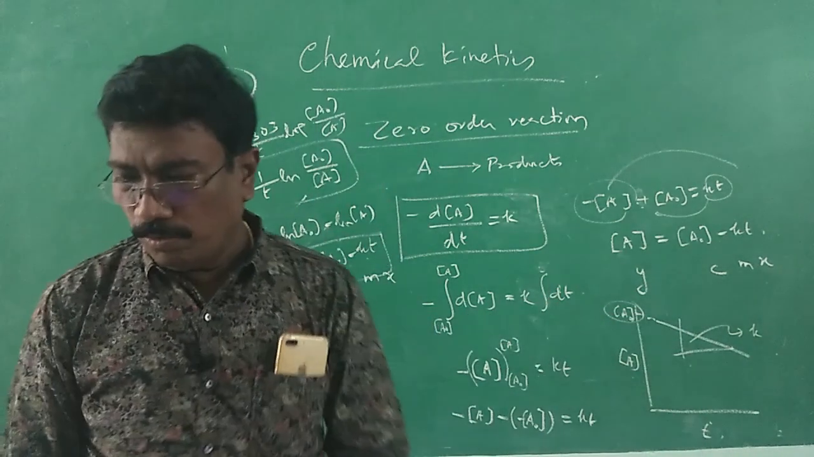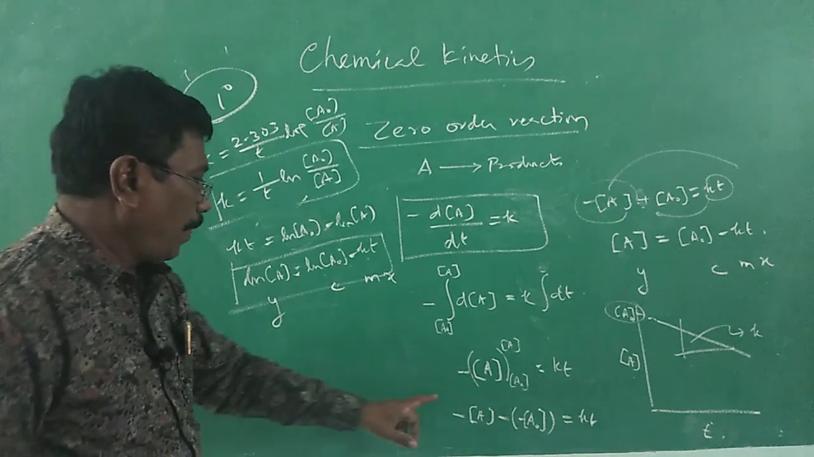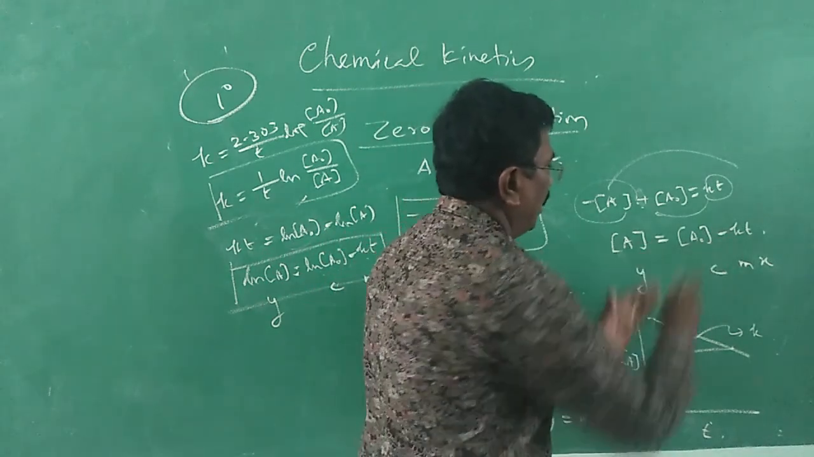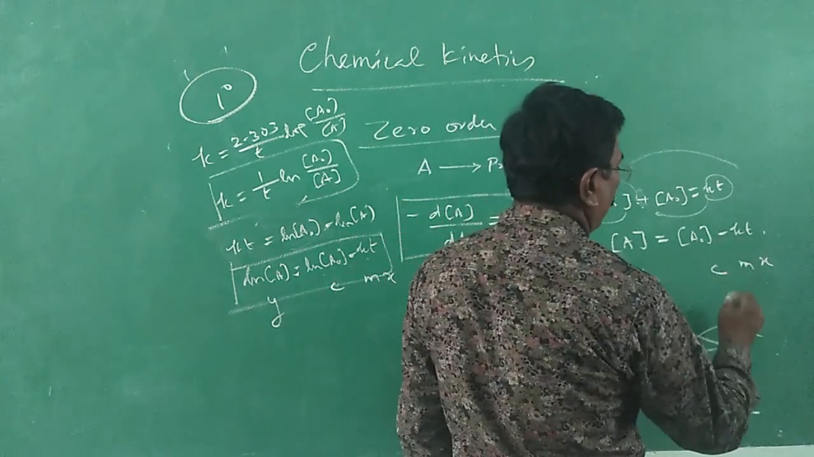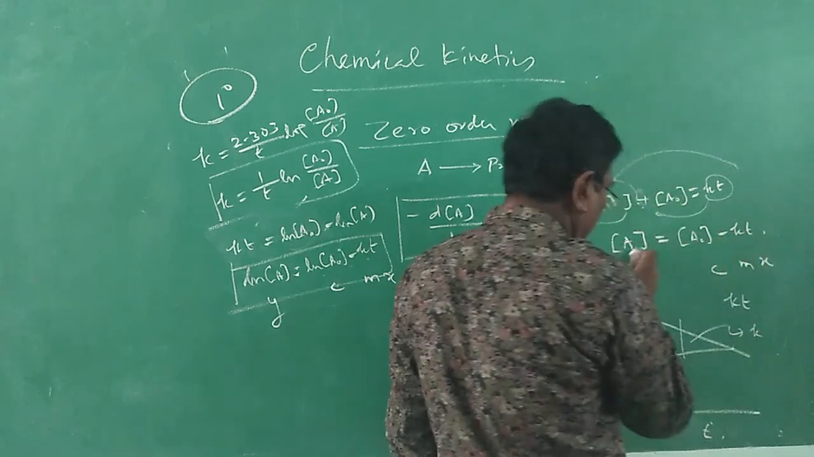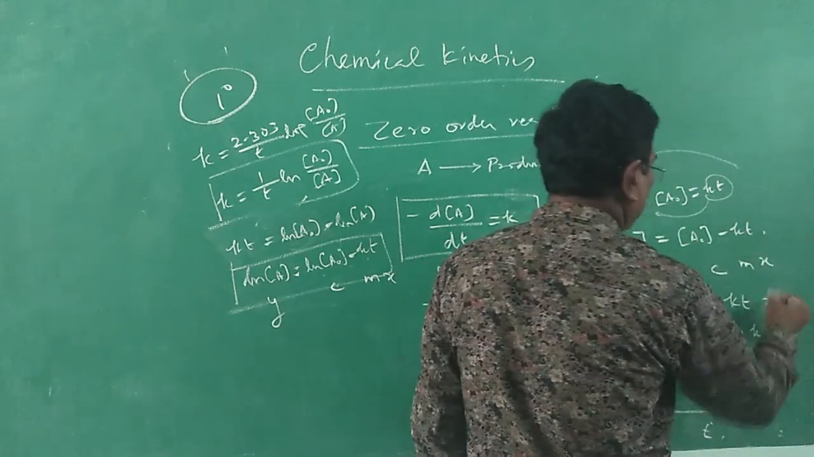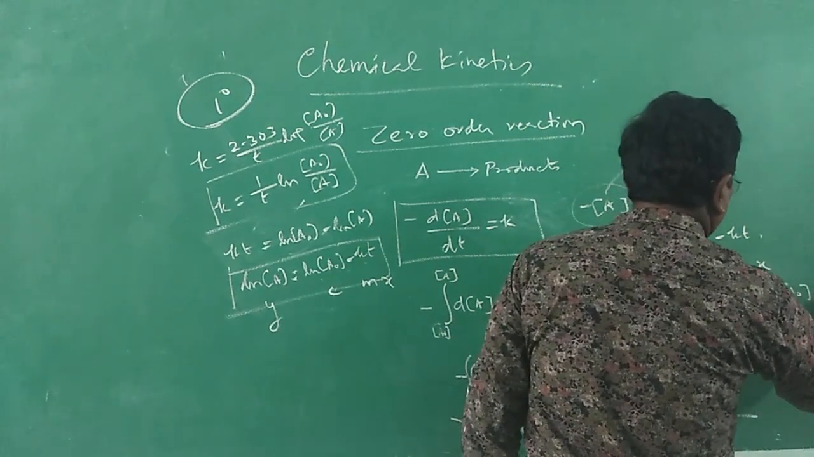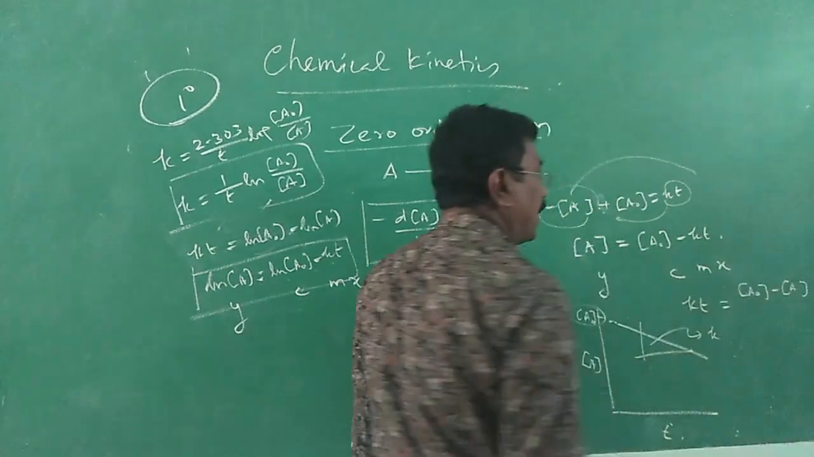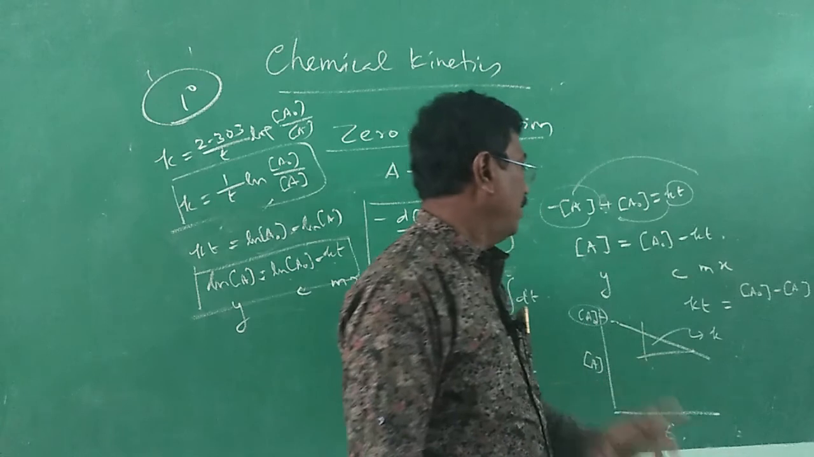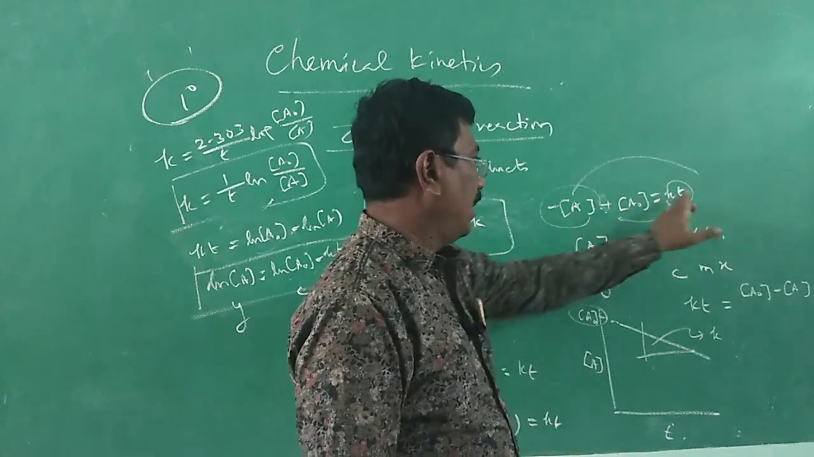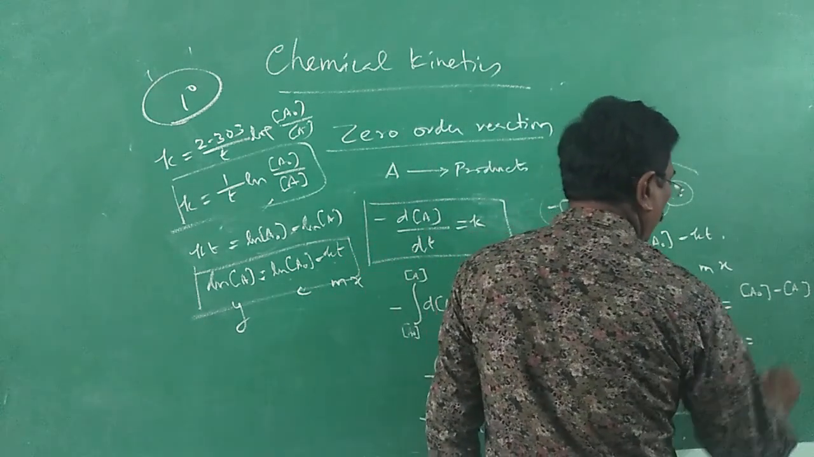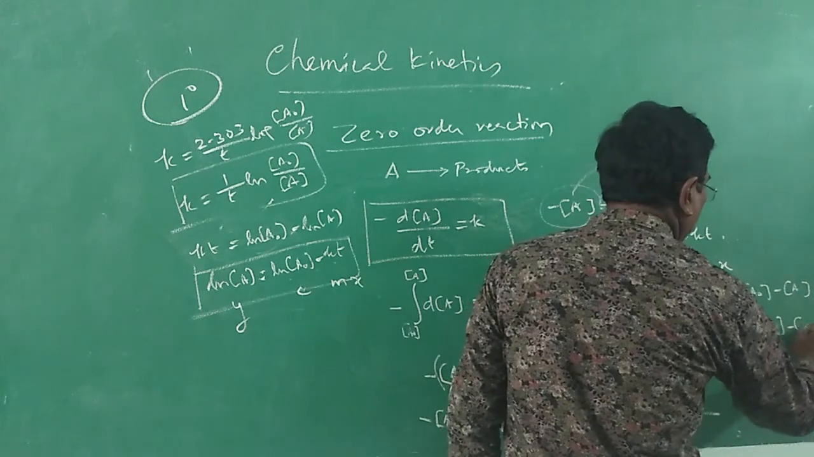Okay. Now the 0 order expression can also be a little bit modified. How? Given the 0 order expression, we can calculate for k. How to get the value of k? Kt is equal to a naught minus a, the concentration at the start of the reaction minus the concentration at time t. Kt is equal to a naught minus a. What about k then? K is equal to a naught minus a divided by t.